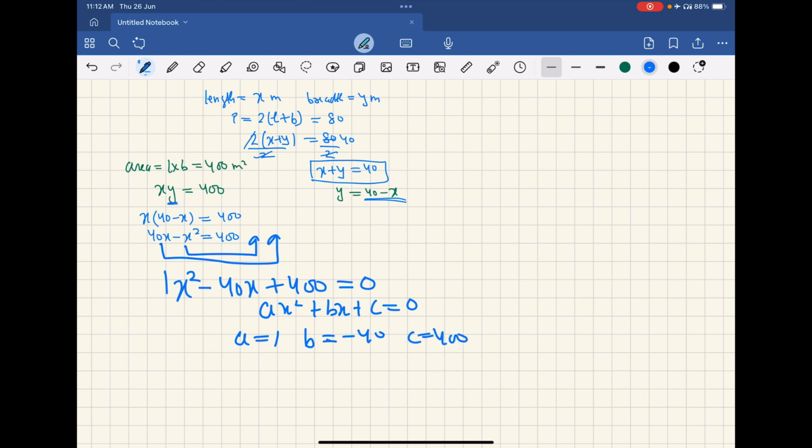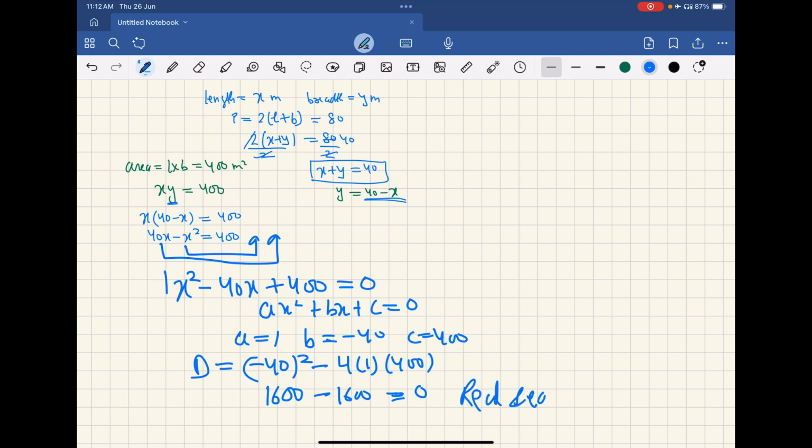So let us find d. So d, which is b square minus 4ac. So minus of 40 square minus 4 into 1 into 400. So minus square is plus 40 square, 4 square is 16 और यहाँ दो जीरो बन गए और इधर भी हो गया minus 1600. So d is 0. That means what? Real and equal roots. Okay. We will say real and equal roots. That means the roots exist.